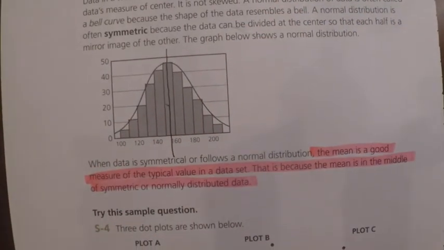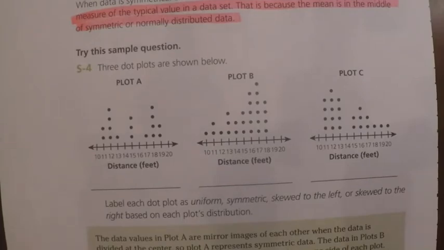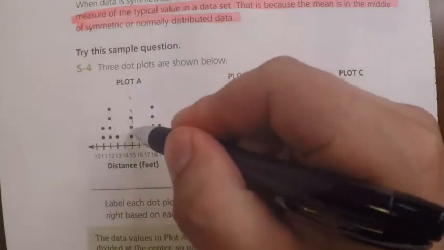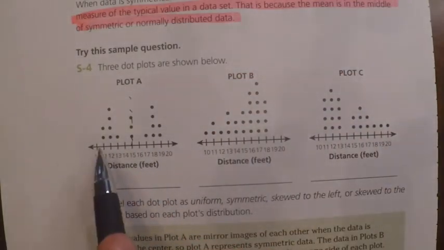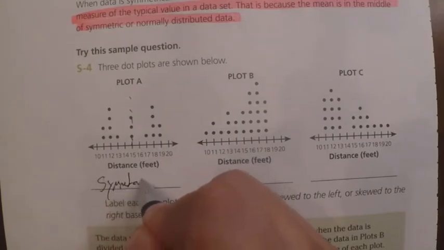So only when it is a normal distribution. So if we're taking a look at these 3 dot plots below, and we needed to say whether they are uniform, symmetric, skewed to the left or skewed to the right based on their plot's distribution, we see the first one looks like it is almost symmetric. If we take the middle, it looks like we could fold this left side over on the right side. So we have symmetric here.